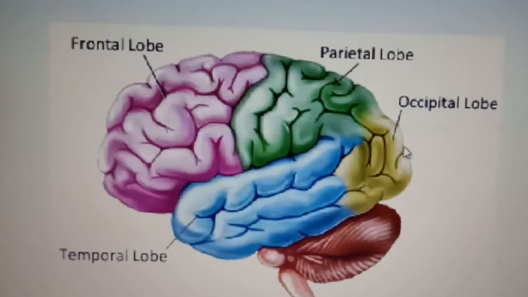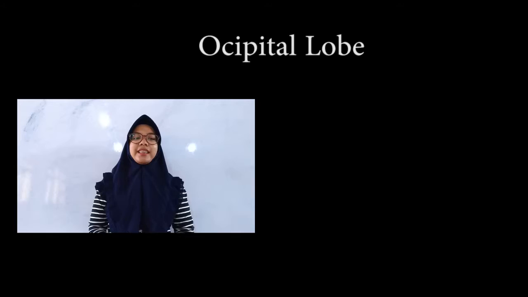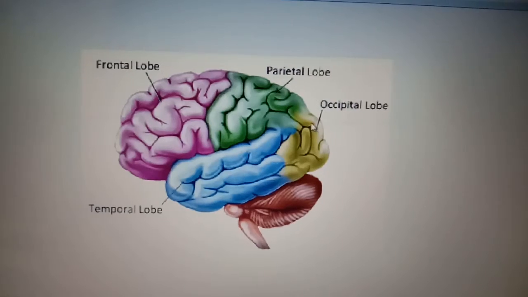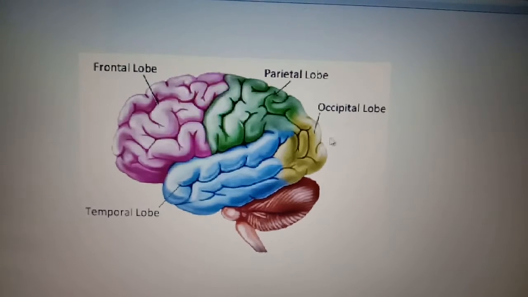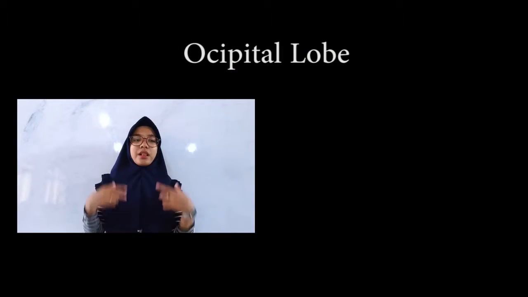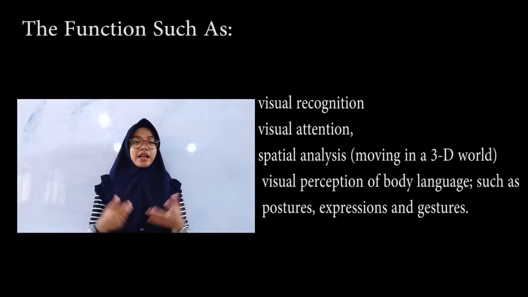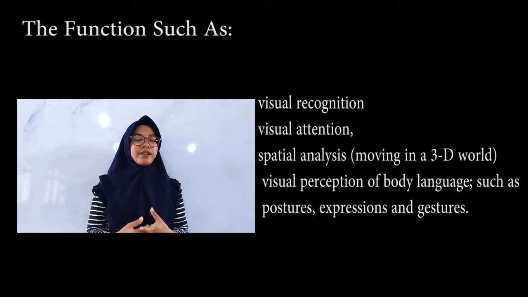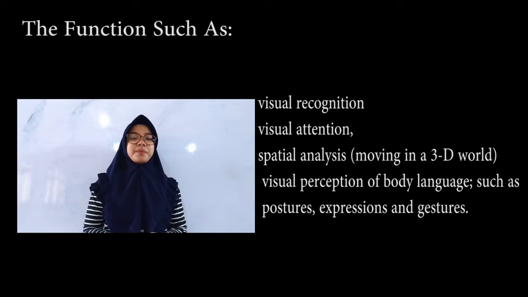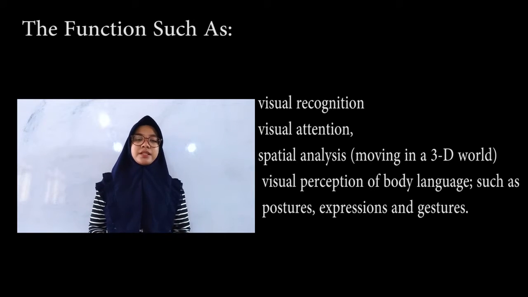Number 3 is the occipital lobe. The occipital lobe is located at the back of our brain and is associated with our visual processing such as visual recognition, visual attention, spatial analysis, and visual perception of body language such as posture, expression, and gesture.